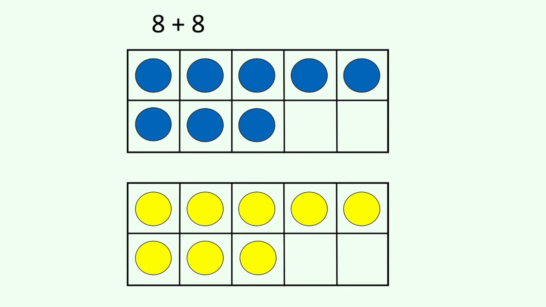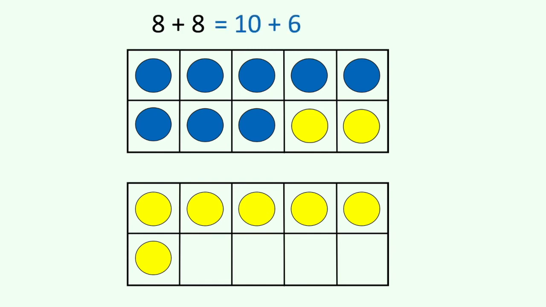8 add 8. We've not got many counters to move this time. Get those magic fingers ready to move them. There we go. There's the first one. There's the second one. And we've got a full 10 frame. And how many have we got on the bottom? We've got 6, haven't we? So 8 add 8, or double 8, is 10 add 6, which is the same as 16.